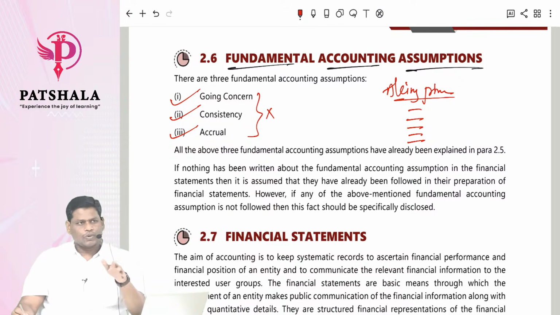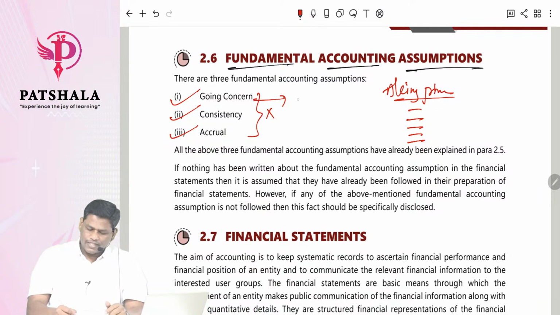You say accrual, you don't say also accrual. If you are not following accrual, tell me. So what is the alternative for going concern? Liquidation or winding up or closing.